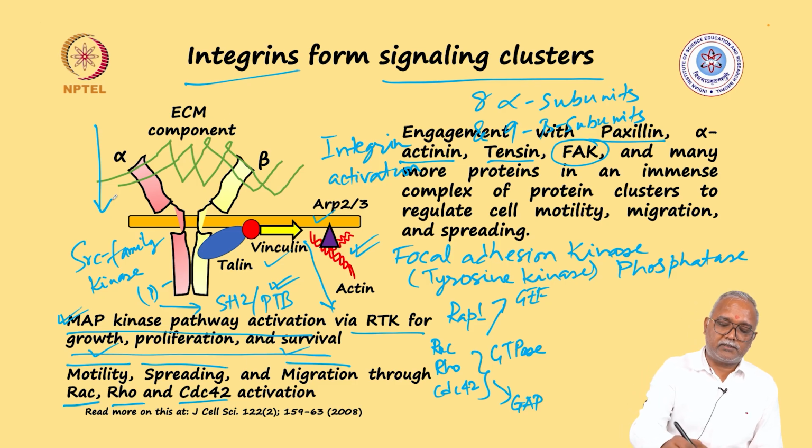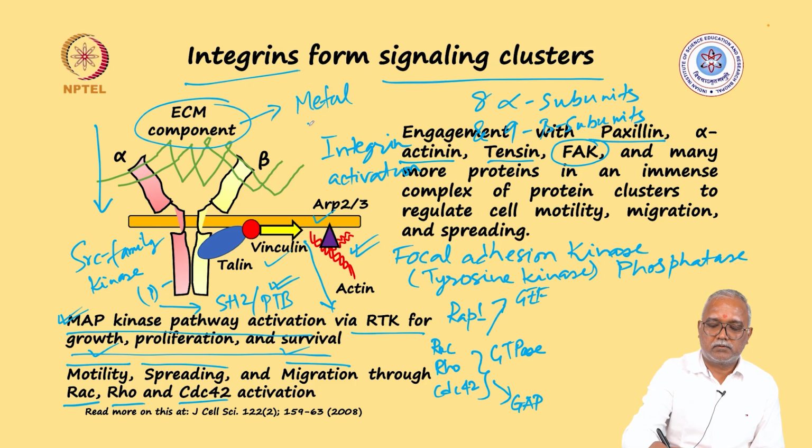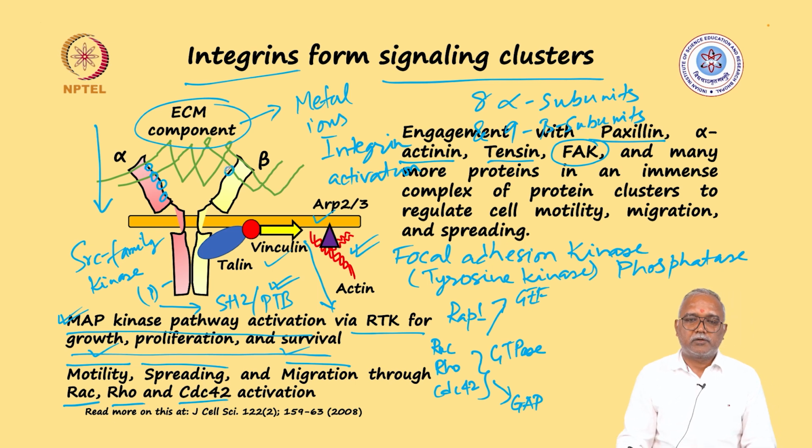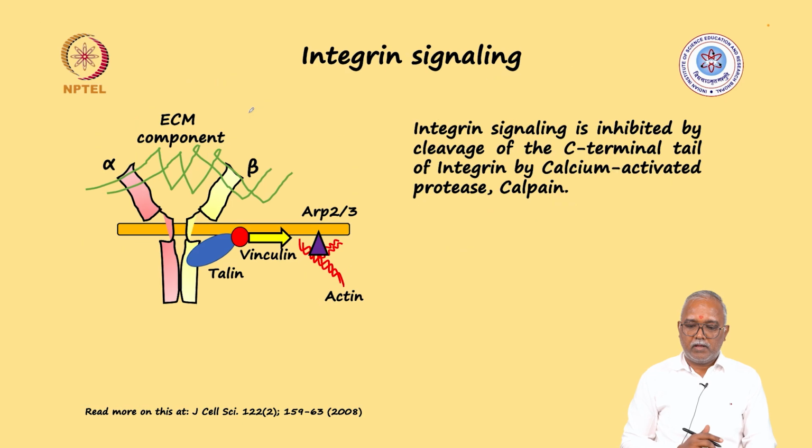These receptors, in the extracellular environment, you can also believe that there will be a lot of metal ions. So these integrins have metal binding properties as well, and thus respond to that. So in combination of alpha beta subunit, the integrins are responding to the components of the extracellular matrix. Often they respond to the proteins which are fibronectin and laminin.